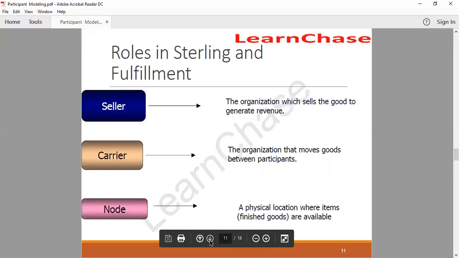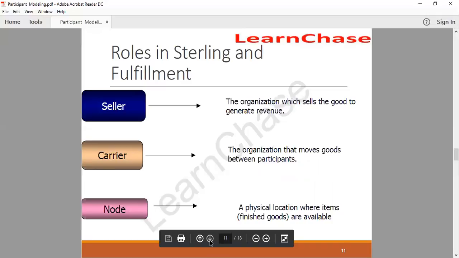Then we have the seller. That's the organization which sells the goods. Then we have the carrier, which carries goods in any form. We have the node, where the node is something like the warehouse. It is a physical location. So we have seller, we have carrier, and we have nodes.